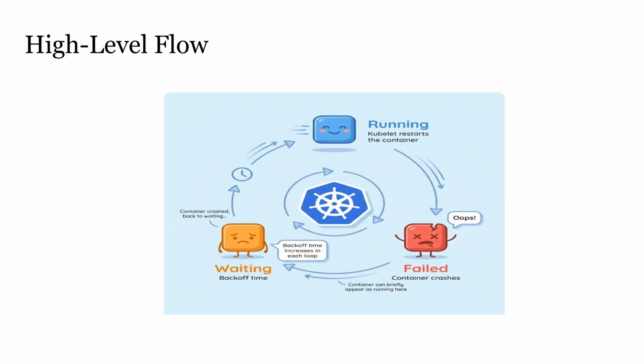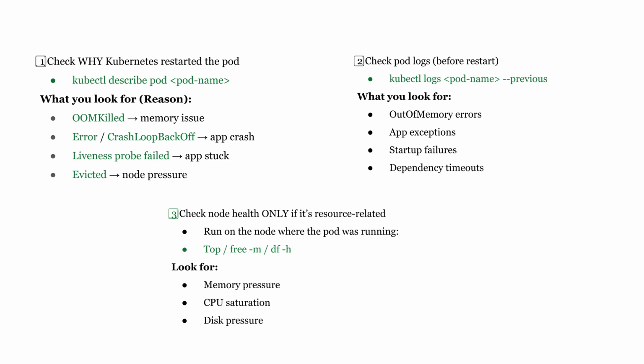When a container crashes, it moves to a waiting state, and the kubelet restarts it, increasing the backoff time with each loop. The troubleshooting process involves 3 key steps. First, identify why Kubernetes restarted the pod using the kubectl describe pod command.